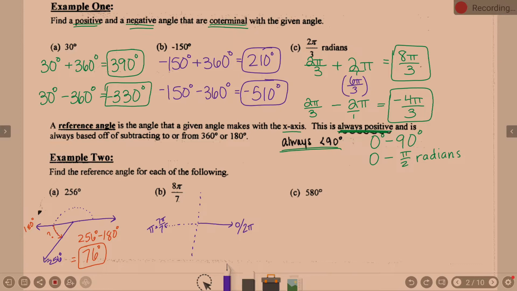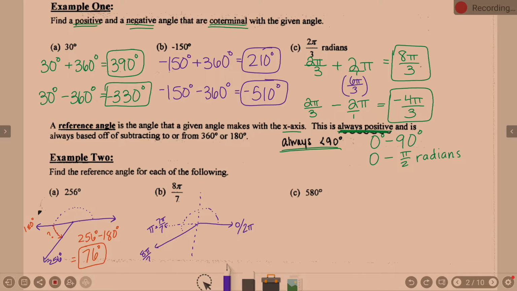So right here, here's 0. Here's 7 pi over 7. What are we trying to figure out where it is? 8 pi over 7. So what do you know about 8 pi over 7? It's going to be where? If we're starting here, and I'm tracing around, here's 7 pi over 7. 8 pi over 7 is going to be a little bit past it. So 8 pi over 7 is also going to be down in quadrant 3.